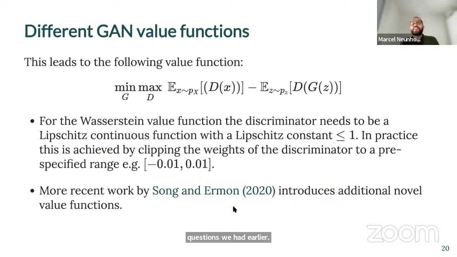So there are ways to improve on this original GAN value function, and this work so far basically came from addressing weaknesses on the computation math side of the original GAN value function, like the vanishing gradient problem.